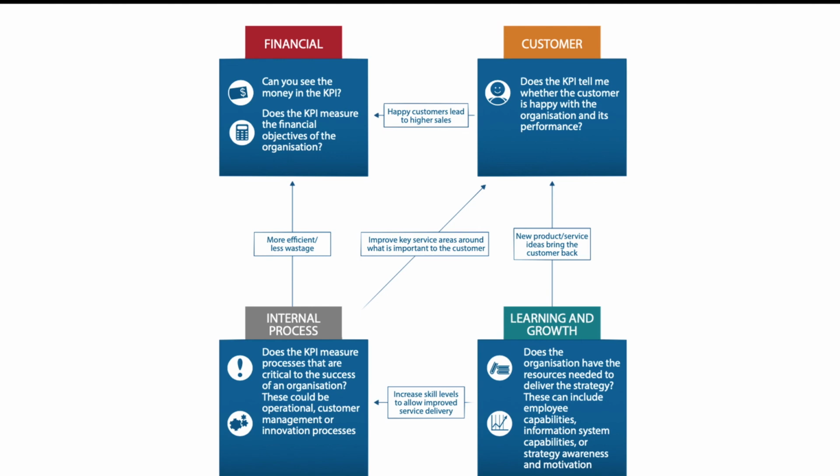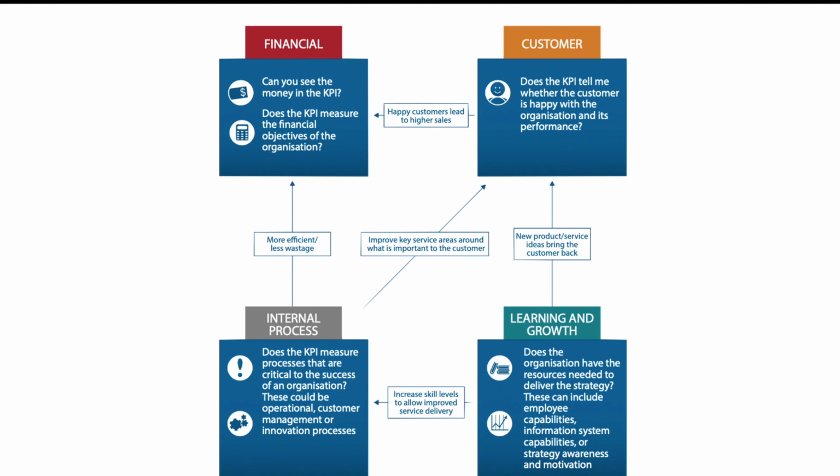And now, if the learning and growth is working well, then new product or service ideas bring the customer back. Even if we are retaining the services that we already provide, it means we are retaining the customers. That's why it's interlinked. If the customer perspective is met, then happy customers lead to higher sales. If higher sales are met, the financial objective is met. So why have I told you this? Because of only one reason: how these four balanced scorecard perspectives are interlinked to each other.